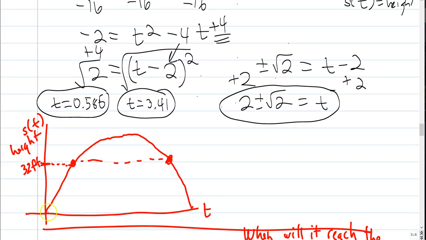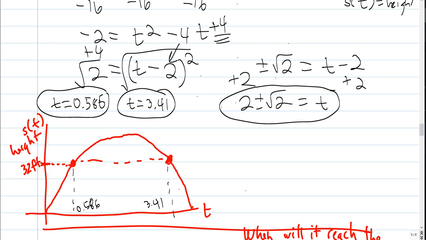We're tossing the ball and it reaches 32 feet, it comes up to a peak and then comes back down and reaches 32 feet a second time. So the 2 times that it reaches 32 feet are at 0.586 and at 3.41. So the ball reaches that height twice. This is a parabola opening downward, and so it would reach that height twice.